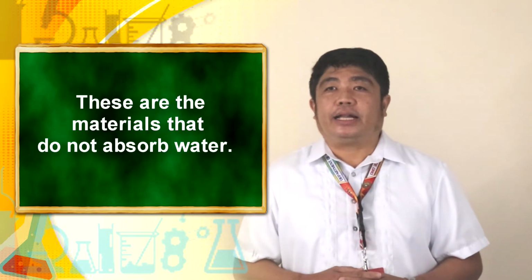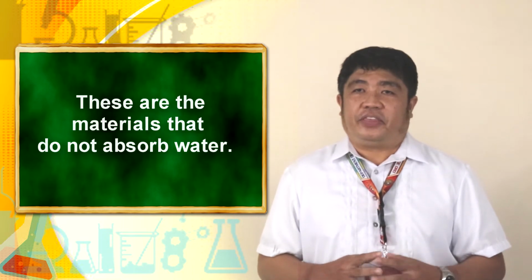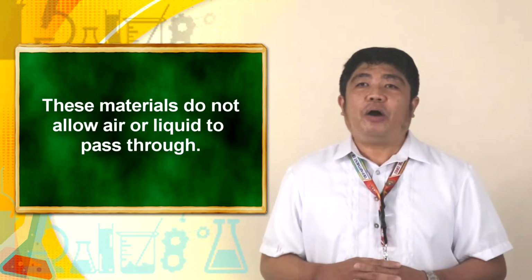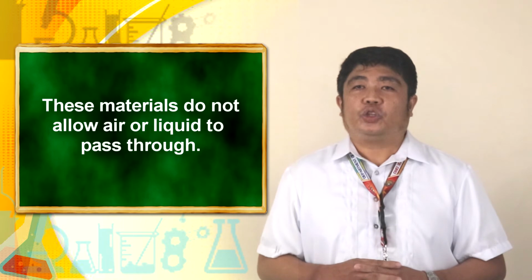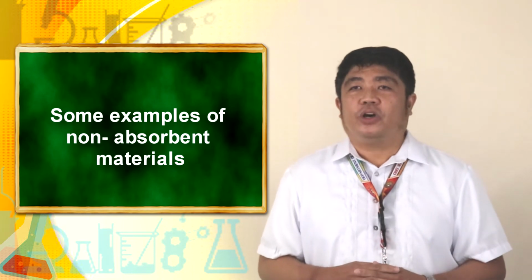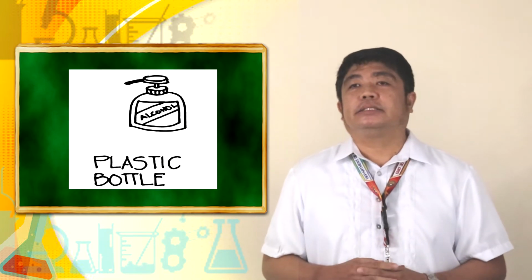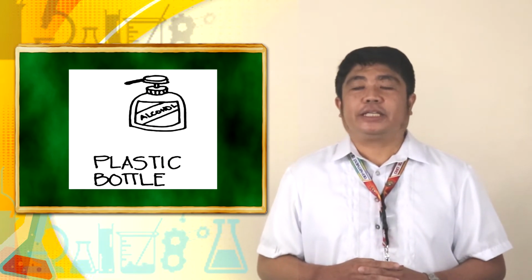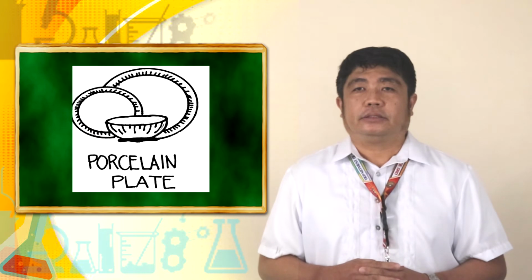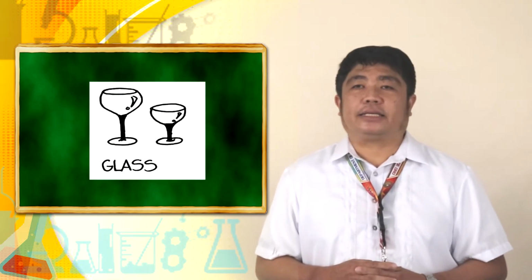These are the materials that do not absorb water. These materials do not allow air or liquid to pass through. Here are some examples of non-absorbent materials: plastic bottle, porcelain plate, rubber gloves, and glass.